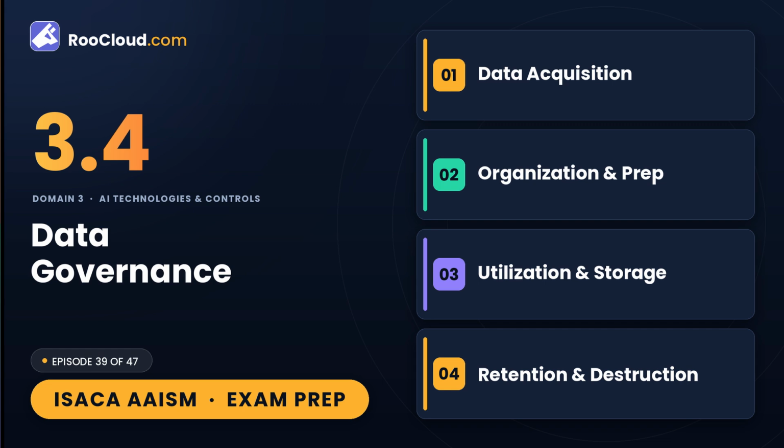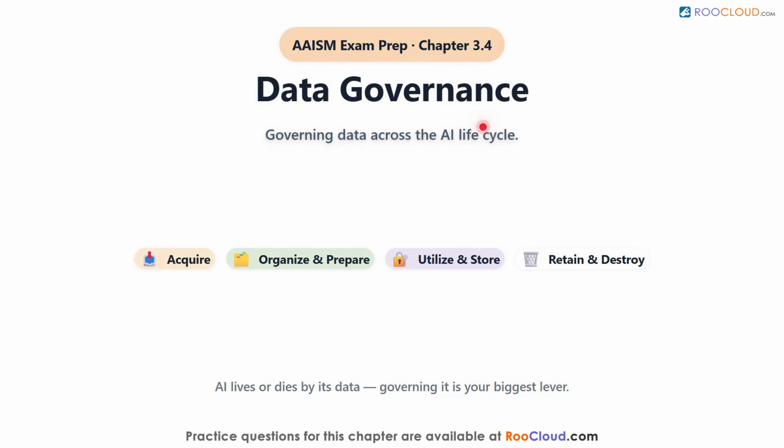Welcome to Domain 3, Section 3.4, Data Governance. In this session, we will look at how to govern data across the AI lifecycle: acquiring it lawfully, organizing and preparing it securely, utilizing and storing it safely, and finally retaining and destroying it responsibly.